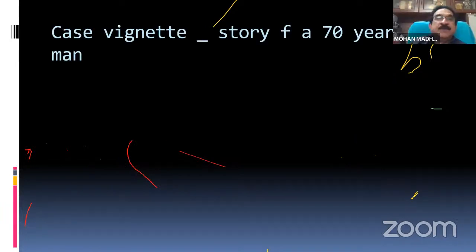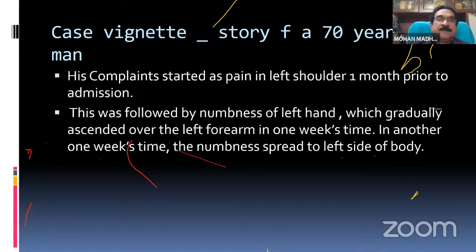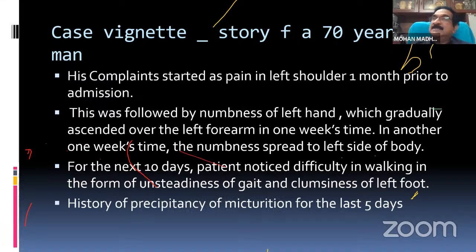This is the story of a 70-year-old man. His complaint started as pain in the left shoulder 1 month prior to admission. This was followed by numbness of the left hand, which gradually ascended over the left forearm in 1 week's time. In another week's time, the numbness spread to the left side of the body. In the next 10 days, the patient noticed difficulty in walking in the form of unsteadiness of gait and clumsiness in the left foot. History of hesitancy in micturition for the last 5 days.